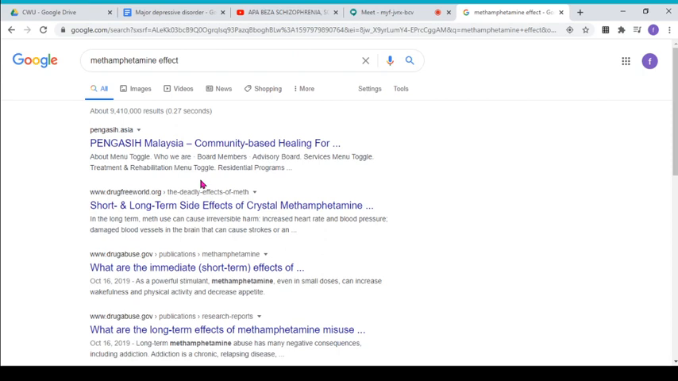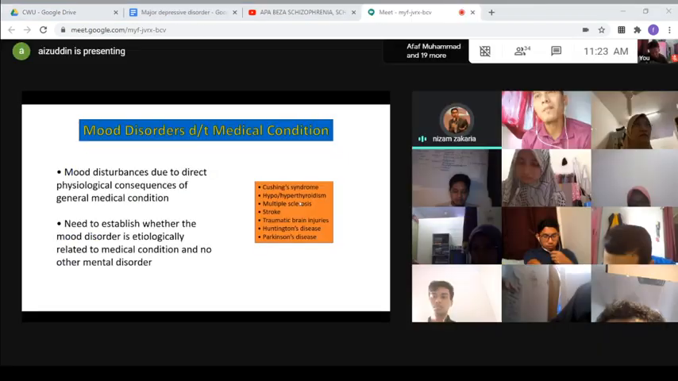I want to hear it because you've already highlighted it. But even when you highlight, you don't know what you've highlighted. Read your first sentence again. Mood disturbances due to direct physiological consequences of the neuromedical condition. Okay. So if the medical condition is fracture of femur, can femur fracture explain depression physiologically? Oh, cannot.